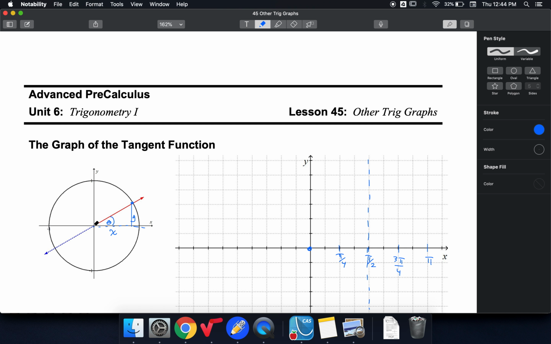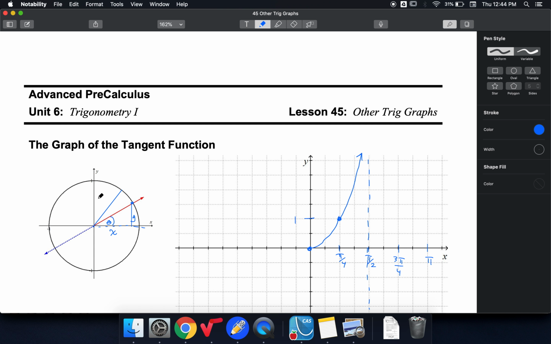At pi over 4, well, that's here. And we know that pi over 4, that's our same. So that slope is 1. So let's call this 1. So between 0 and pi over 4, I have values that are all less than 1 but are increasing. So I look like this. And then I just continue to increase until I go towards infinity.